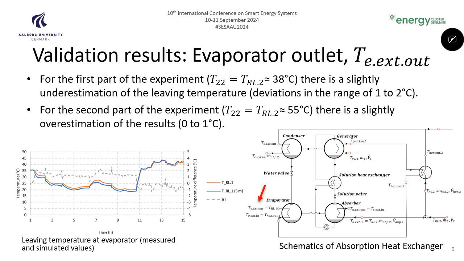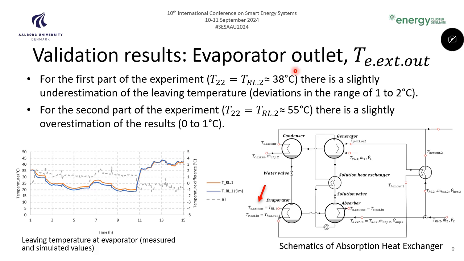For today's presentation, I just have one short slide about the validation results. This is to show, for instance, the outlet temperature at the evaporator. It was a 14 hour period that we are looking at. The orange line is the measurement done at the lab, and the blue line is the simulation result. Okay, we have a good agreement between these two.